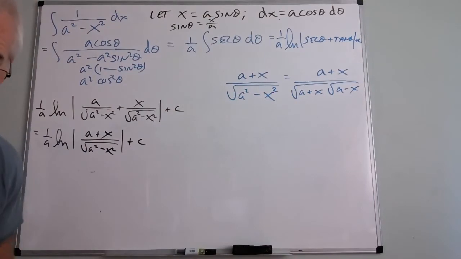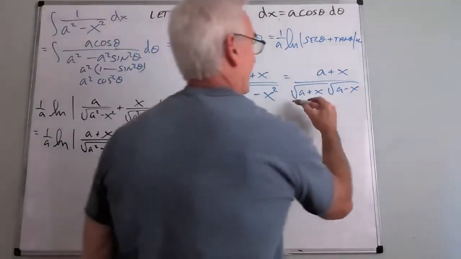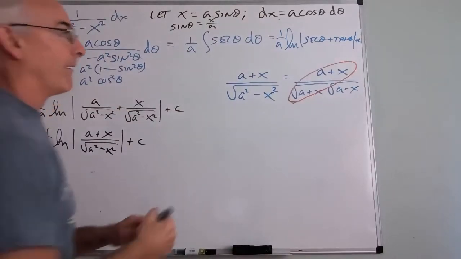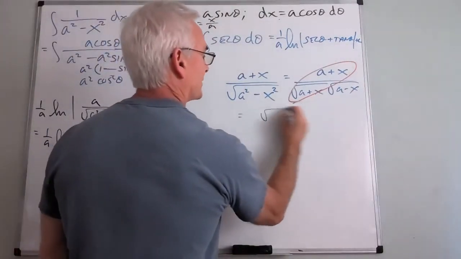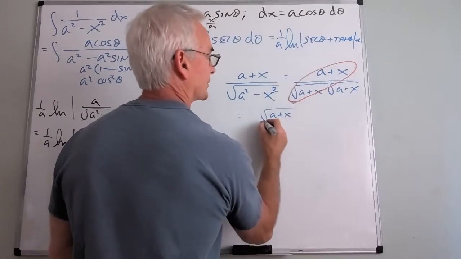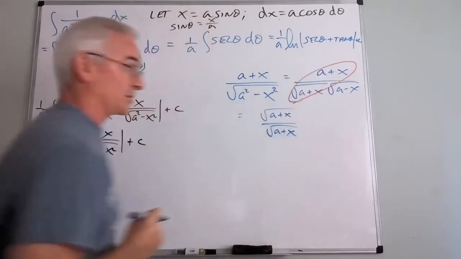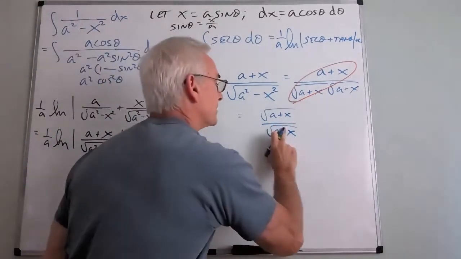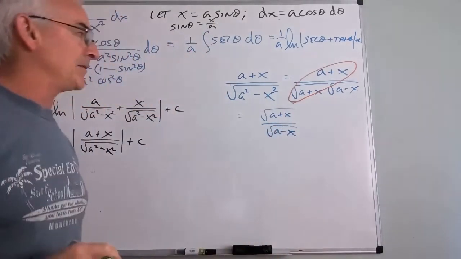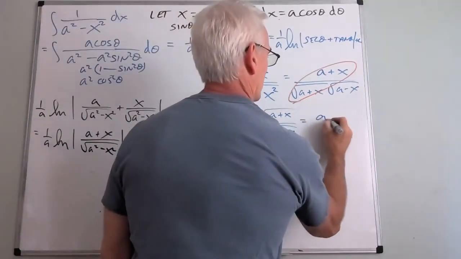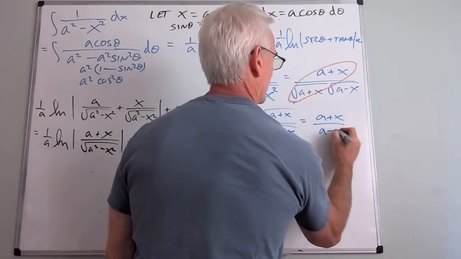Can I simplify this further? Absolutely. Why? Because the top is a square root of the thing times the square root of the thing. So now the top is this, and the bottom is this. You with me so far? Whoops, sorry. The bottom is this. I have a root over a root. Could I go a step further?